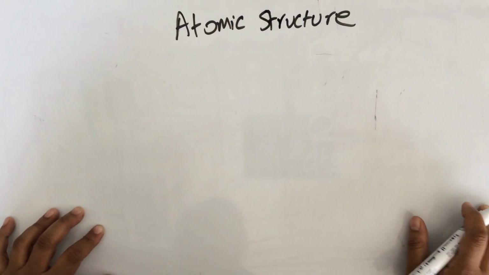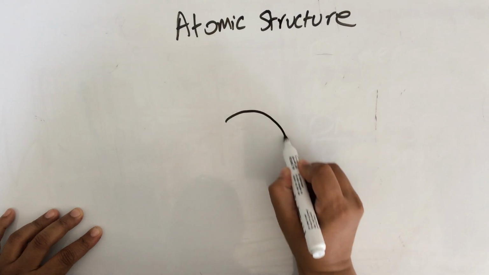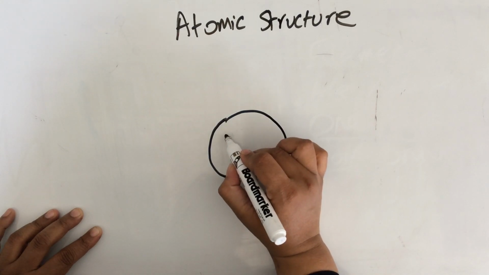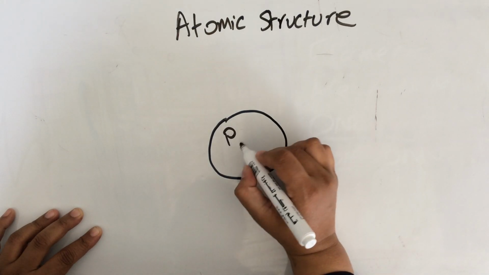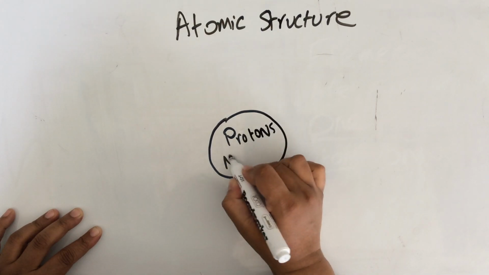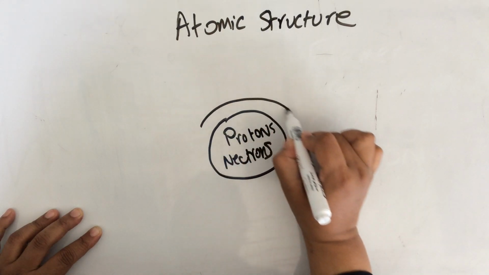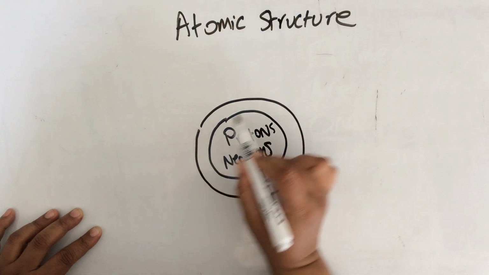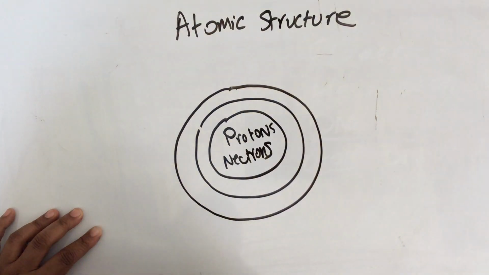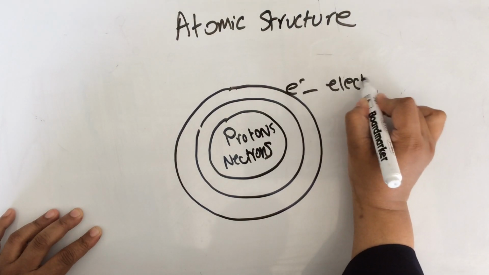So when you look at and draw the atomic structure, you have what we call a nucleus. In the nucleus, we have protons and we have neutrons. And then we have these shells or energy levels which will have electrons. So these are electrons.